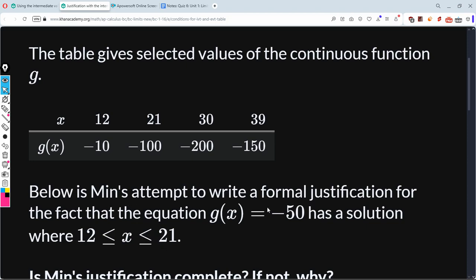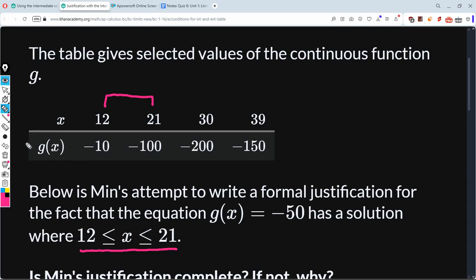All right, before we look at his justification, let's see if this is even possible. So the x value for the point in question is between 12 and 21. Here are the x values. So we know that it's going to be in between 12 and 21. So that part is okay.